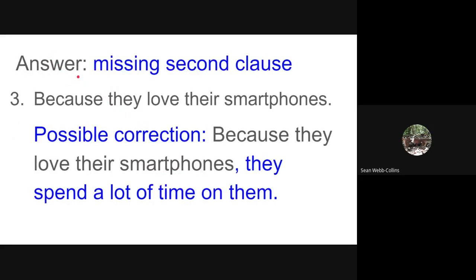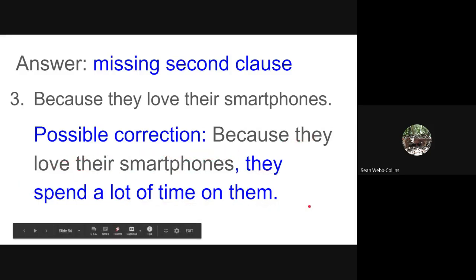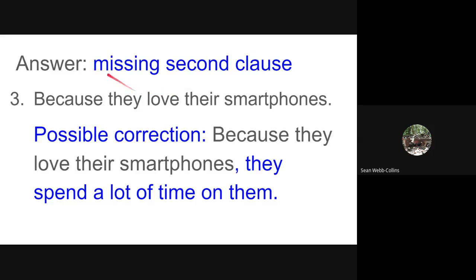That's right. The main problem was that this sentence is missing the second clause. Because they love their smartphones is not a complete sentence, it is missing the main clause. So a possible correction could have been, because they love their smartphones, they spend a lot of money on them. So again, the problem was that "because they love their smartphones" was missing the second, primary independent clause.